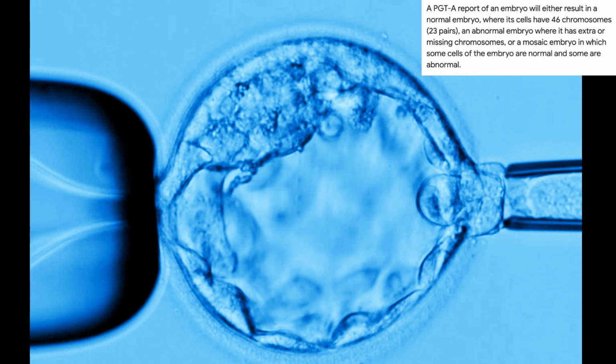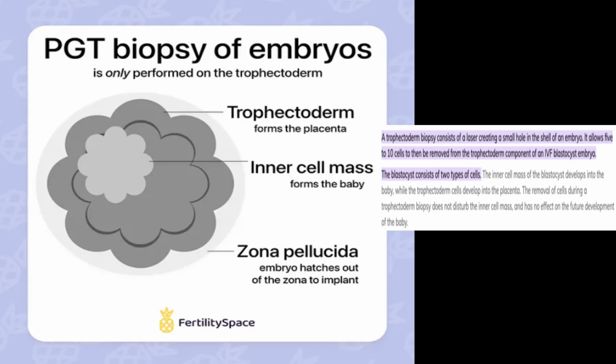But just going back to the result document. So the sample type, they did a biopsy of the trophectoderm part of the embryo. Biopsies are only performed on this area of the embryo, and that is the section that would form the placenta. So when they biopsy these embryos, they are not taking cells from the part of the embryo that would become the baby. It's the part that would become the placenta.